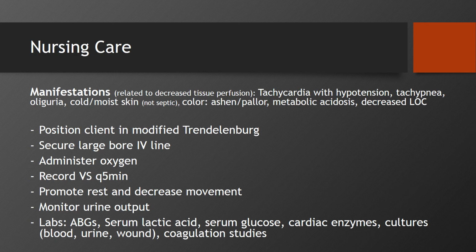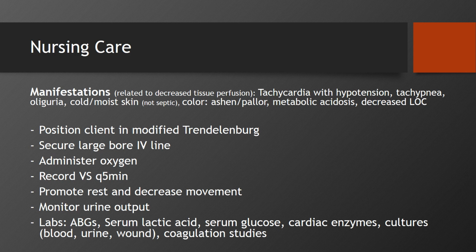You also want to maintain a normal body temperature as best as you can, because if someone is septic, initially they're going to be febrile, so they're going to have a temperature. But as they progress through the stages of sepsis, when they become more like septic shock, their body temperature can actually be low and hypothermic, okay? So it's important to monitor that as well, okay?